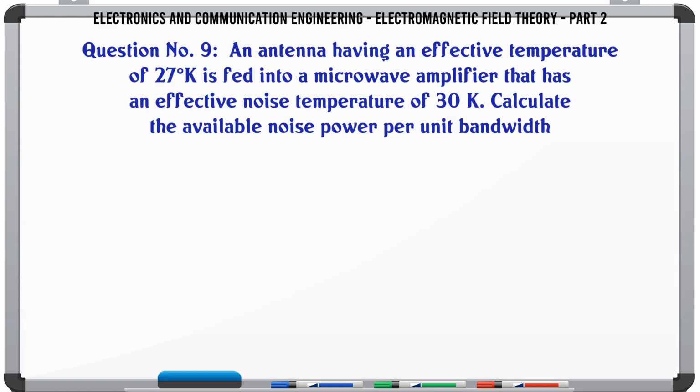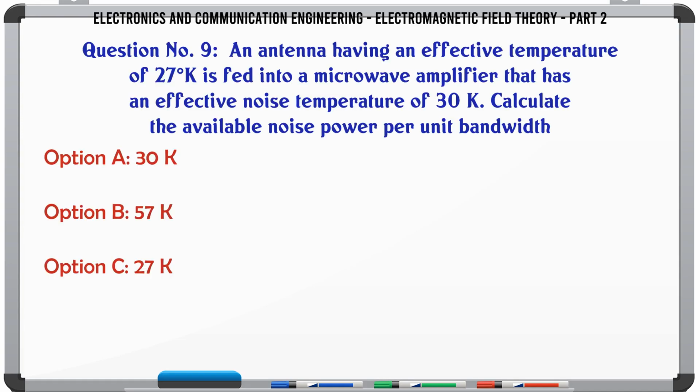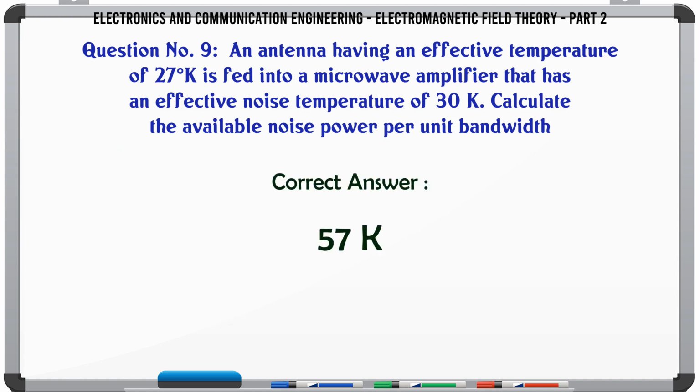An antenna having an effective temperature of 27 K is fed into a microwave amplifier that has an effective noise temperature of 30 K. Calculate the available noise power per unit bandwidth. A. 30 K, B. 57 K, C. 27 K, D. 3 K. K is Boltzmann constant. The correct answer is 57 K.